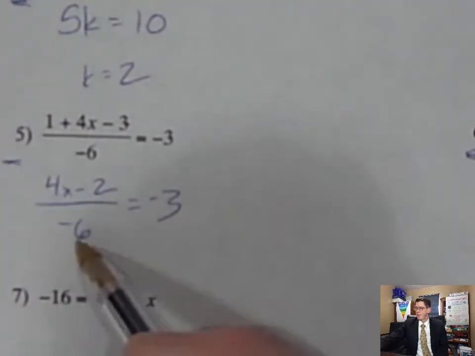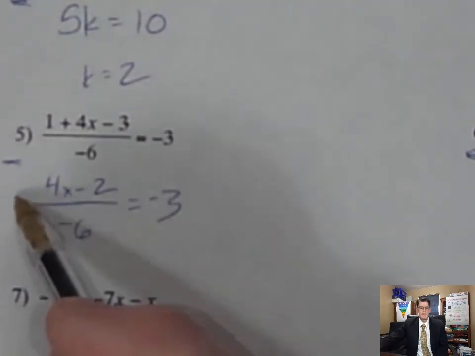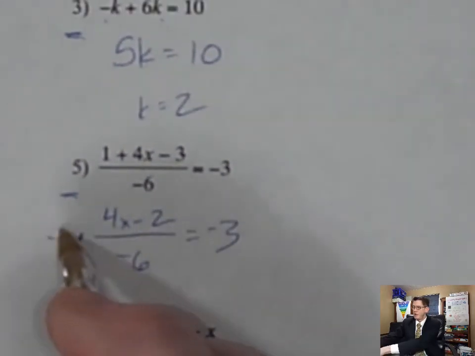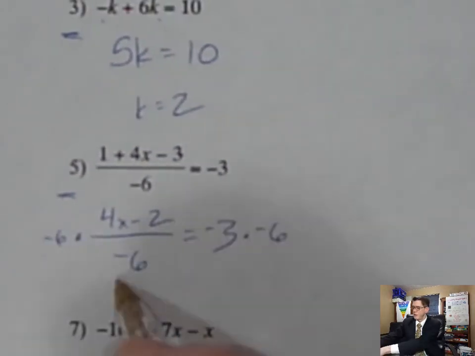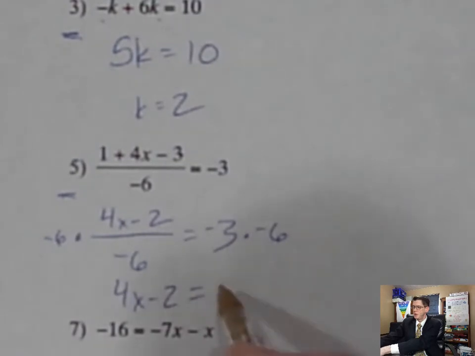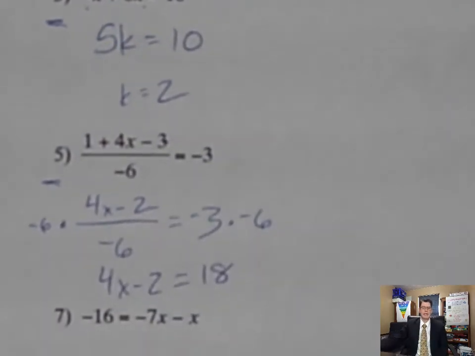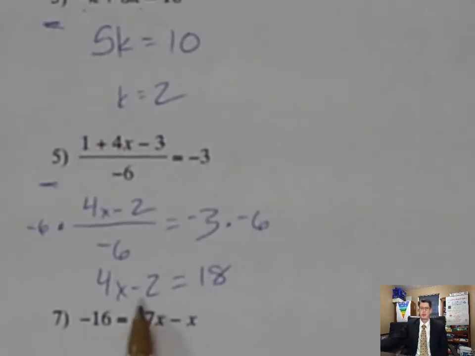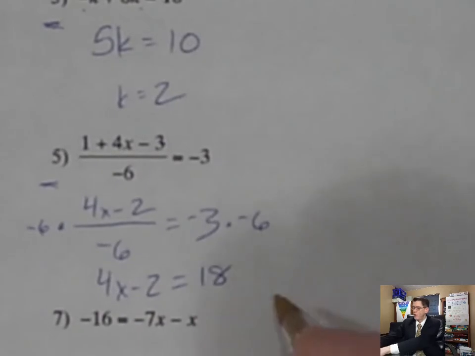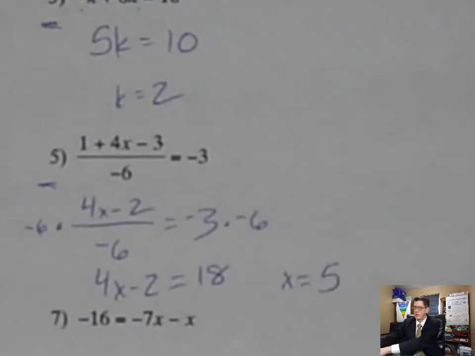Then multiplying this negative 6, it's divided off, so multiplying it onto both sides of the equation gives us that 4x minus 2 is the same as 18, which turns it into just a 2-step equation. When you add 2 to both sides and then divide by 4, the x becomes 5.